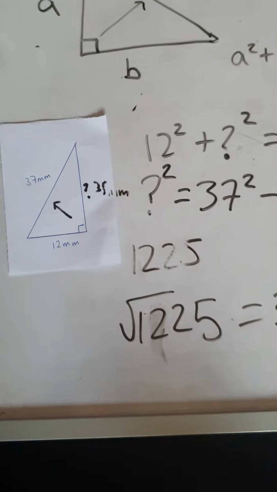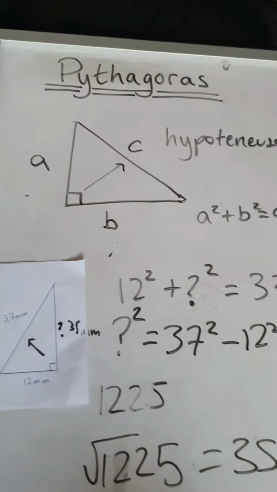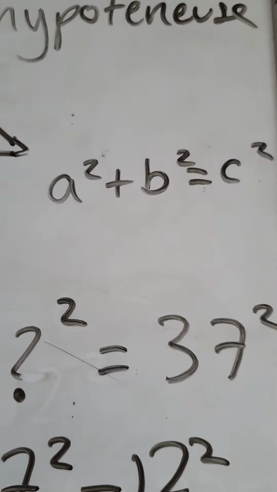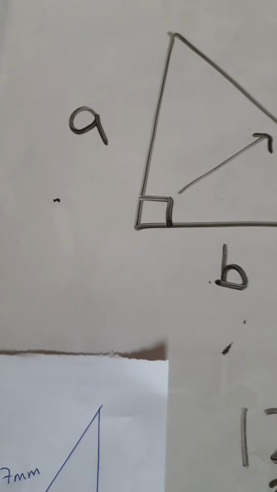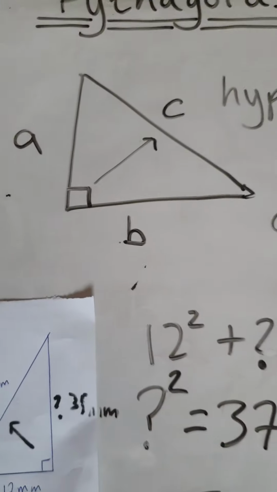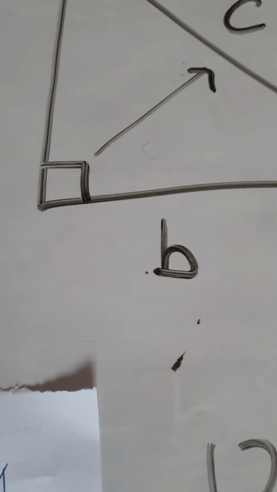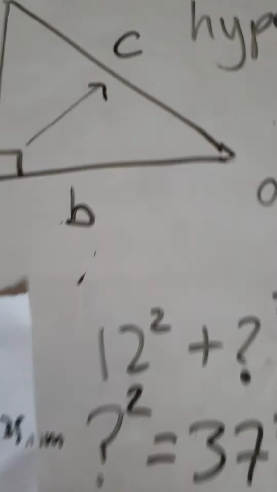So that is just very briefly how to use Pythagoras' theorem of a squared plus b squared equals c squared, where a and b are the two shortest sides and c is the hypotenuse, the longest side, which is always opposite the right angle.